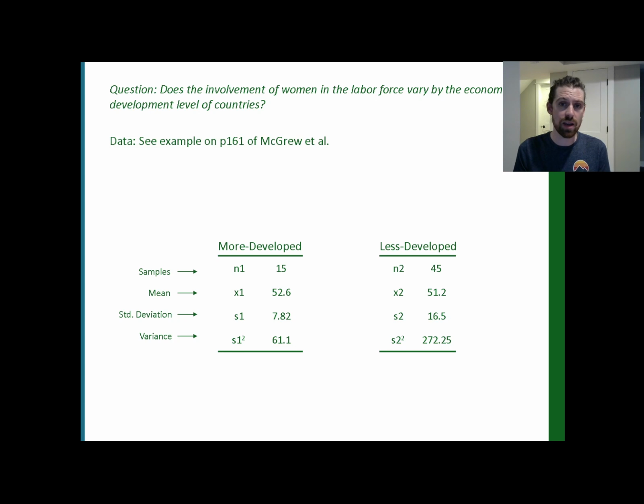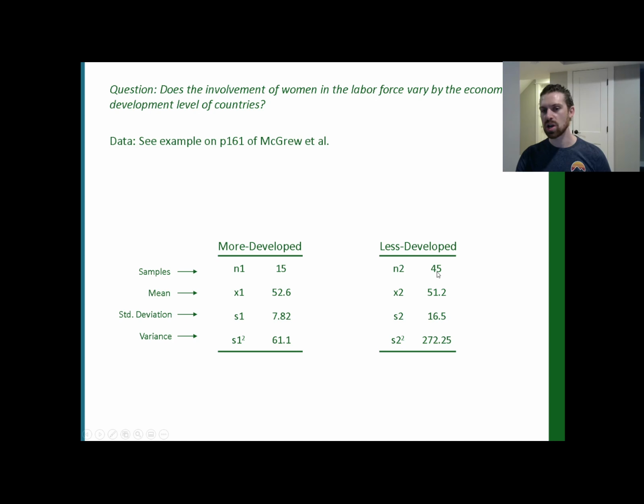So you could look at the World Bank income group, and there will be low income countries, lower middle income countries, upper middle income countries, and then high income countries, and that's generally how these countries are grouped in different ways. We could then take maybe a sample of more developed countries, maybe 15 of those countries. We have a mean of participation in the workforce. I think this is 52.6%. The standard deviation is 7.82, and a variance of 61.1.